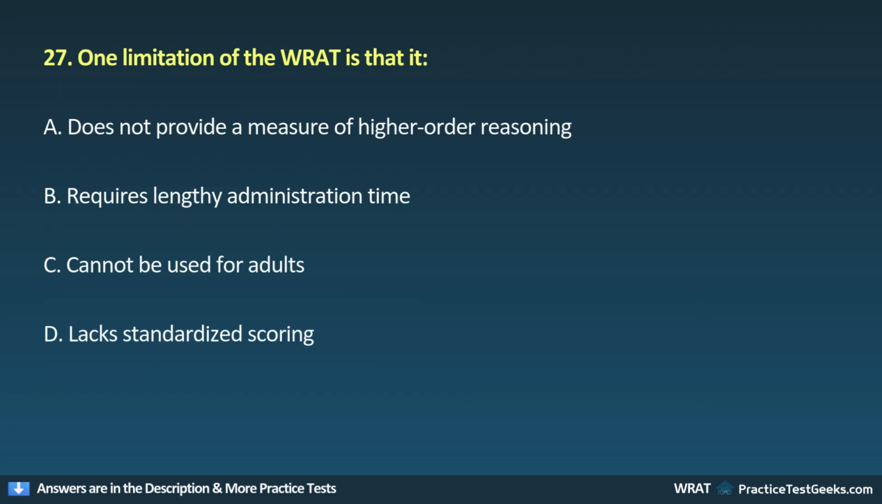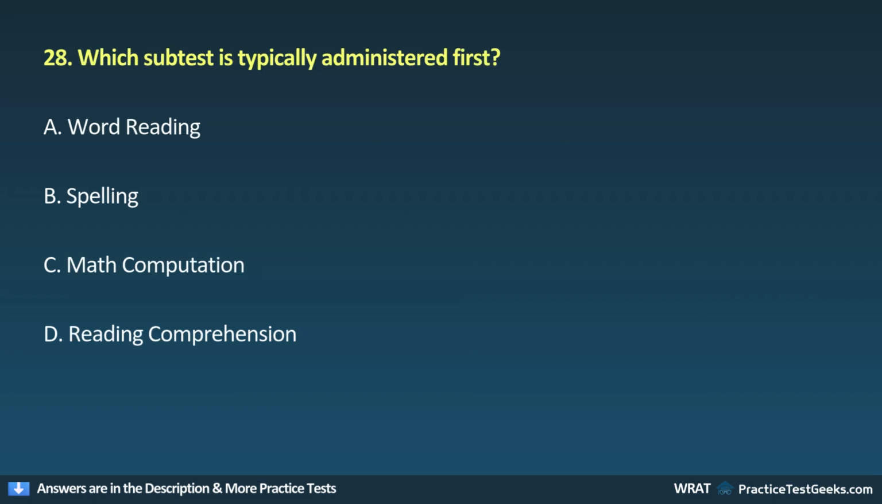27. One limitation of the WRAT is that it: A. Does not provide a measure of higher-order reasoning. B. Requires lengthy administration time. C. Cannot be used for adults. D. Lacks standardized scoring.